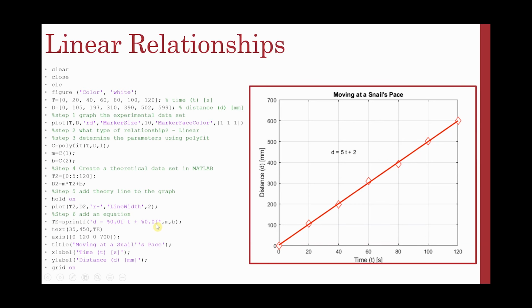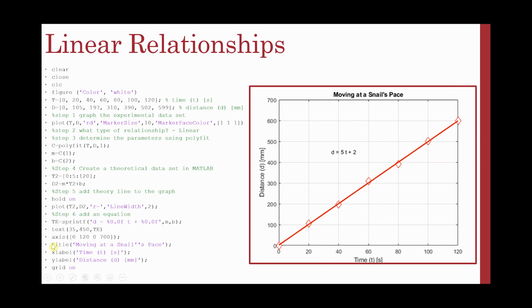This is creating my equation: D is equal to 5T plus 2. That's one of the main uses of the sprintf command from before. So this text command, 35, 450, is putting this in coordinates. It's over 35, up 450. Right, so here's 35, 450, that's where it's putting the text box.